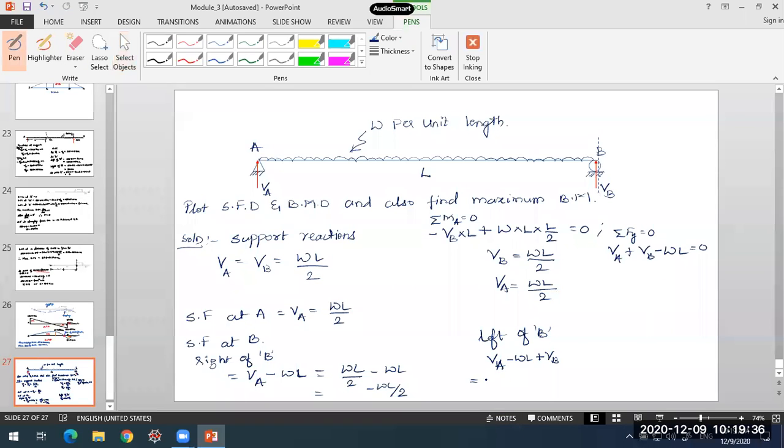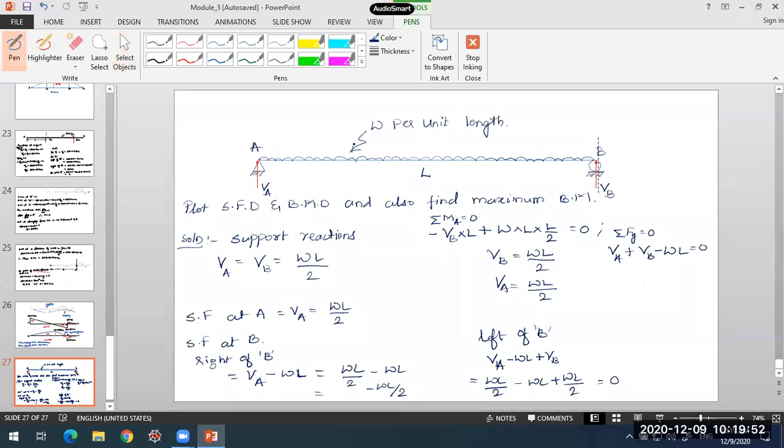So this will be equal to WL by 2 minus W into L plus WL by 2. VA and VB are WL by 2. So this comes to 0. Okay, so this is the shear force at different points on this beam.